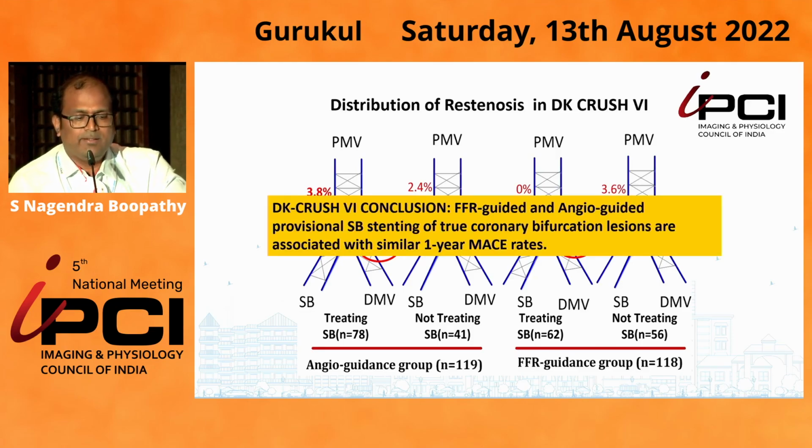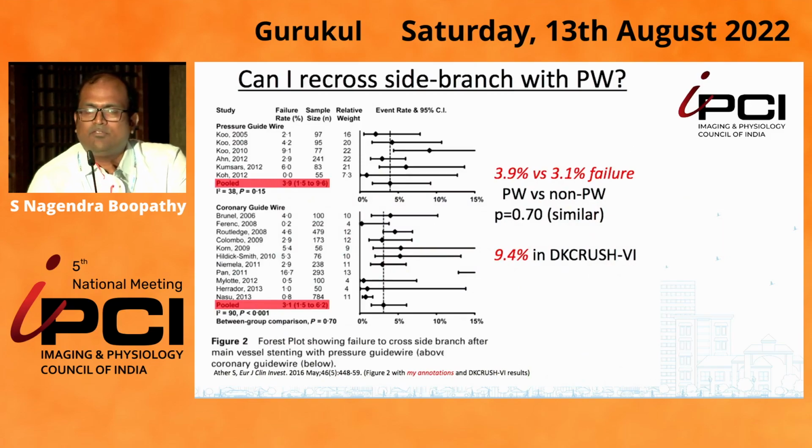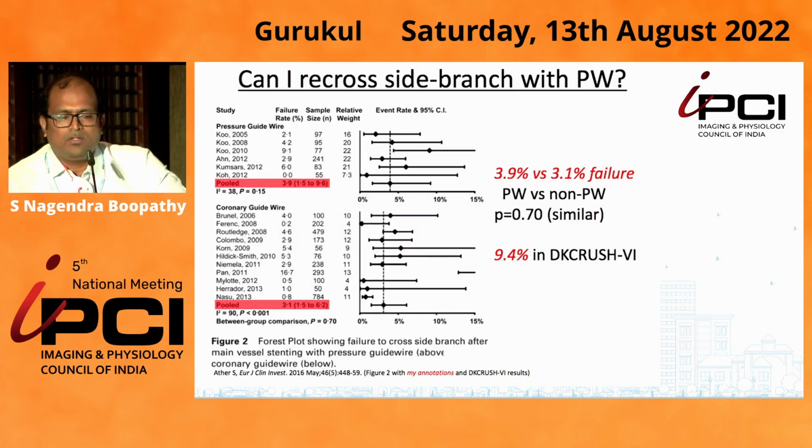Again, a hypothesis generating. However, the primary outcome, there was no difference between these two strategies at the end of 1 year. The Achilles heel for FFR is crossing. There was a paper published in 2016 where they did a meta-analysis. They found that there's no difference between a routine workhorse wire crossability and FFR. The cross failure was something around 3 to 4%. However, with DK crush, the failure rate was 10%, something around 9.4 to 10%. So in 1 in 10 patients, we may not be able to cross.